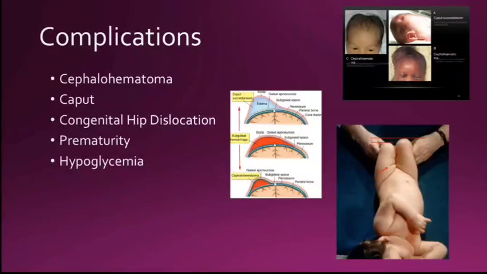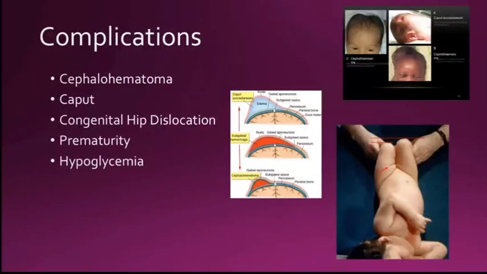But what would be very concerning would be if they have a cephalohematoma. With those, it's usually unilateral, and it's obviously not going to cross a suture line. So it's not going to cross the midline of the skull. It's going to be on one side or the other. And that can be seen when we use vacuum devices to help assist the delivery of that baby.